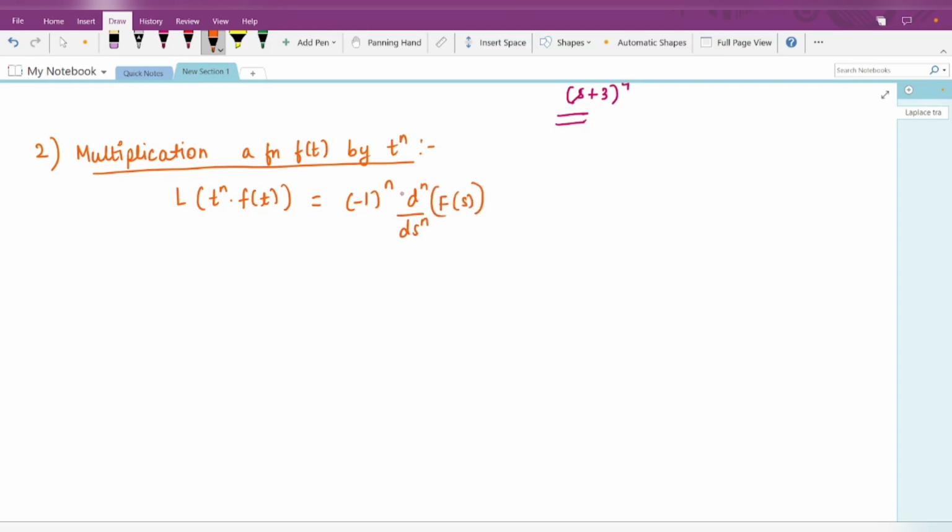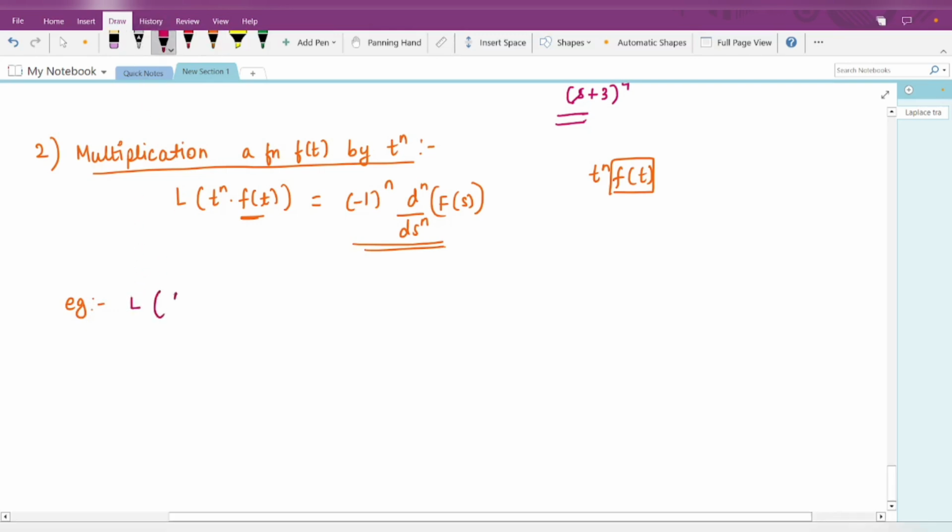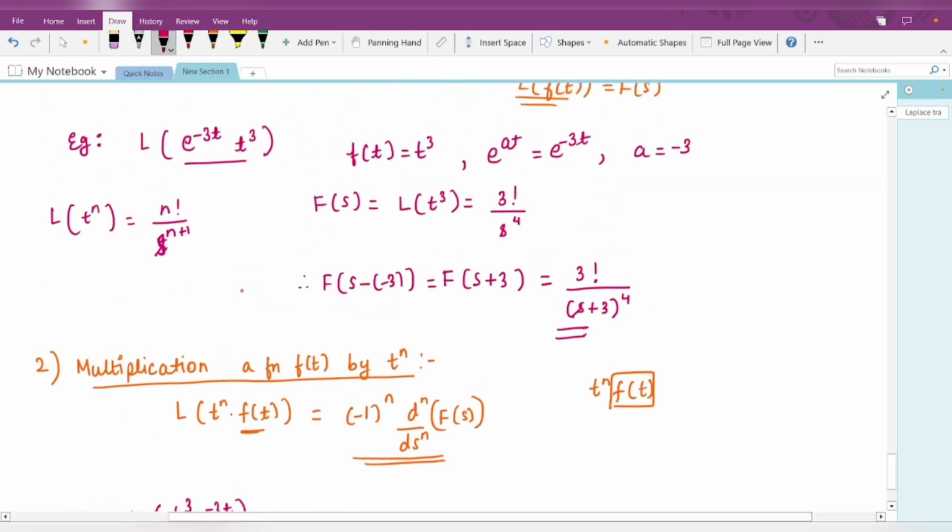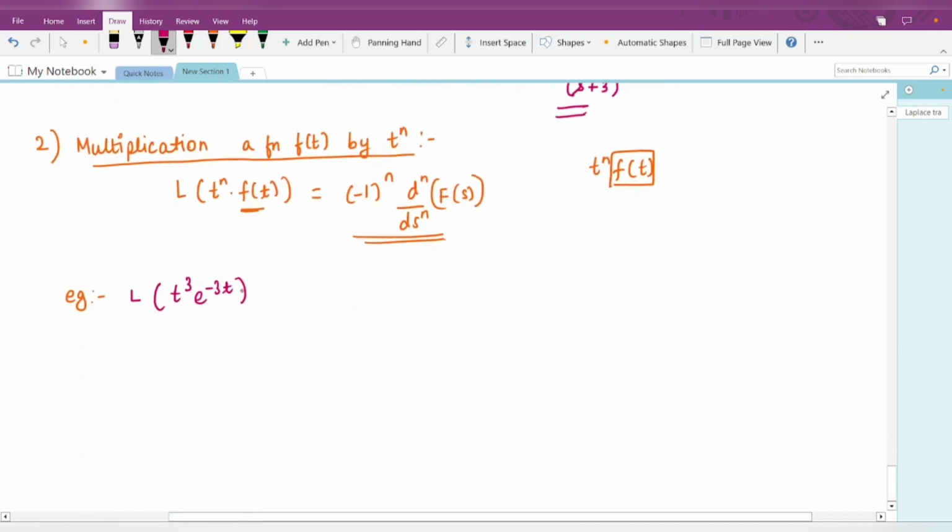All right. So this is saying that suppose you are finding the Laplace transformation of a function t raised to n f of t. A function is of the type t raised to n f of t, and you know the Laplace transformation of f of t, then by this formula you can find the Laplace transformation of the function. So again, let us take the same example. The example which we took earlier was to find the Laplace transformation of t cube e raised to minus 3t, right? This is the example we took. Now L of e raised to minus 3t t cube, or t cube e raised to minus 3t.